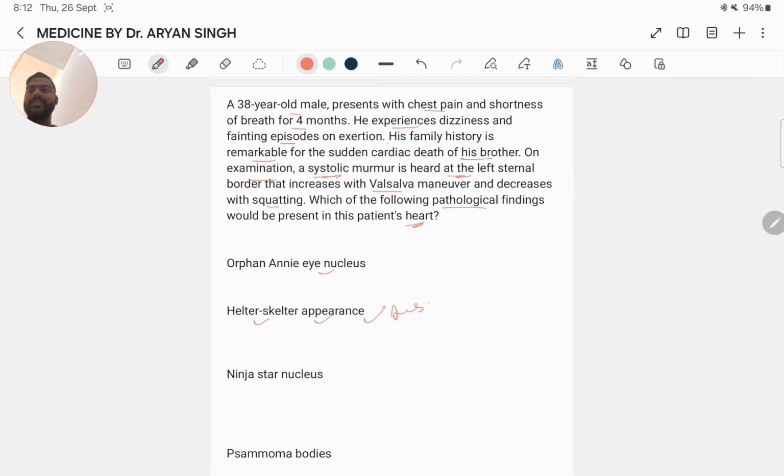If you look at the Orphan Annie eye nuclei, the term is associated with papillary thyroid carcinoma. Ninja star nucleus is seen as an irregular shape of the cardiac myocyte nuclei. Psammoma bodies are seen in conditions such as serous carcinoma.